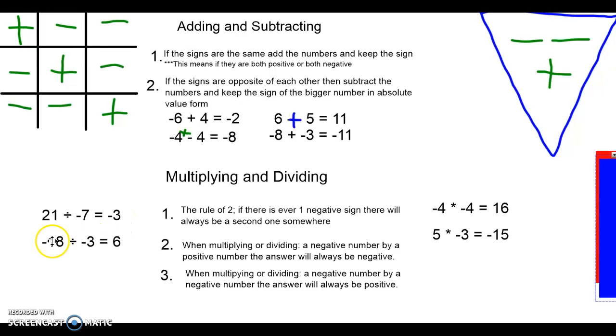Likewise, if you have two negative signs on the problem side where it says negative 18 divided by negative 3, you have your 2 right there, so therefore the answer will be a positive number. You will always have 2 if there's ever 1 when you're multiplying and dividing.